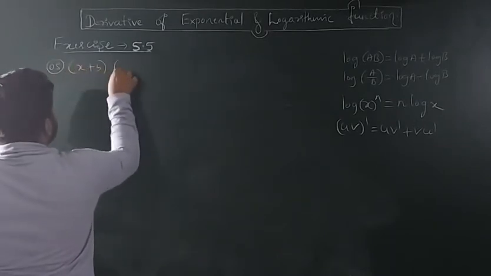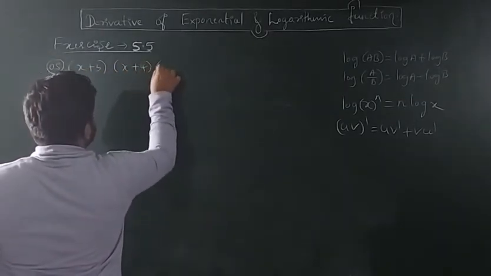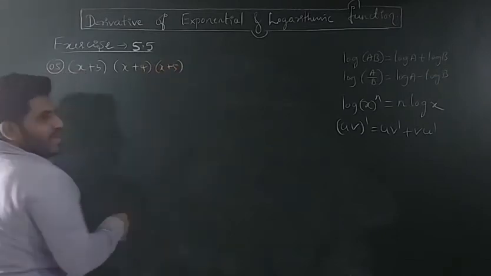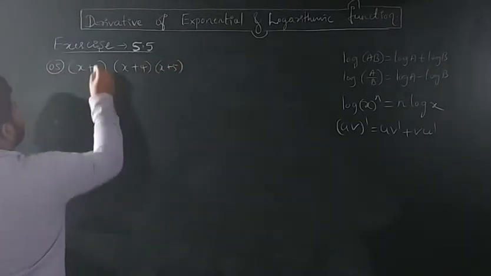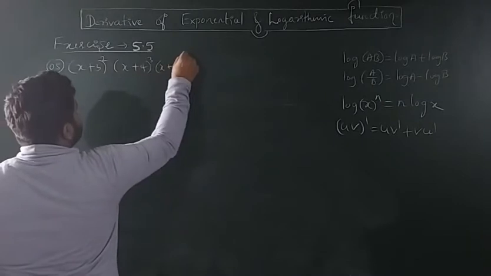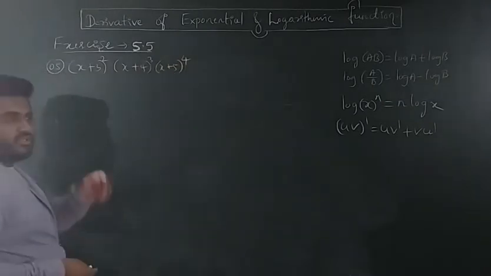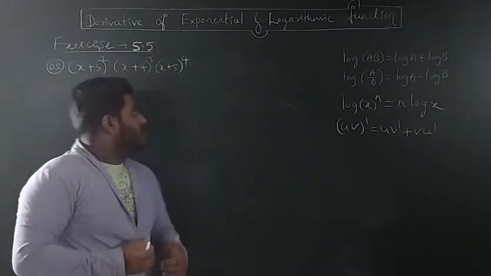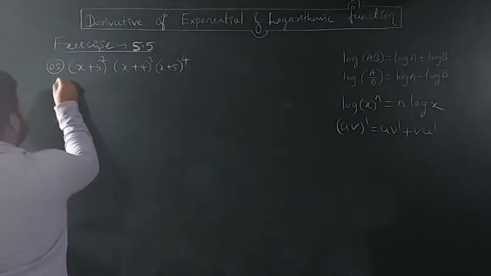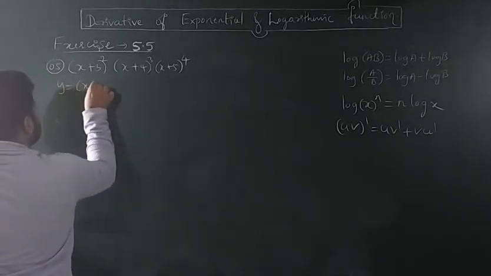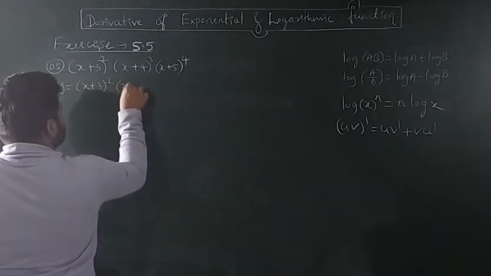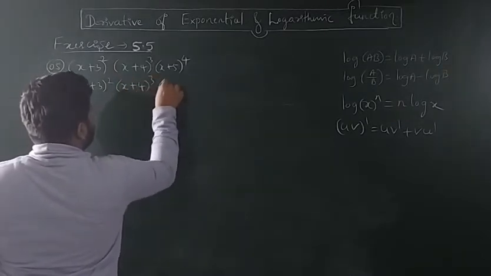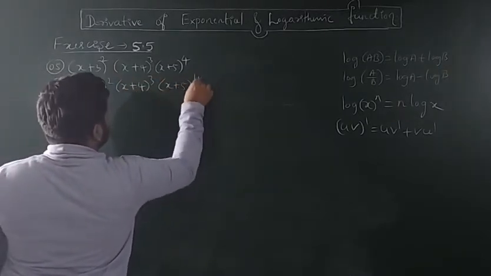x plus 3, x plus 4 and x plus 5 they have given, with the powers 2, 3, 4. So this is the question. Question number 5. Whatever the given function is, take it as y equal to x plus 3 whole square, x plus 4 whole cube and x plus 5 raised to 4.